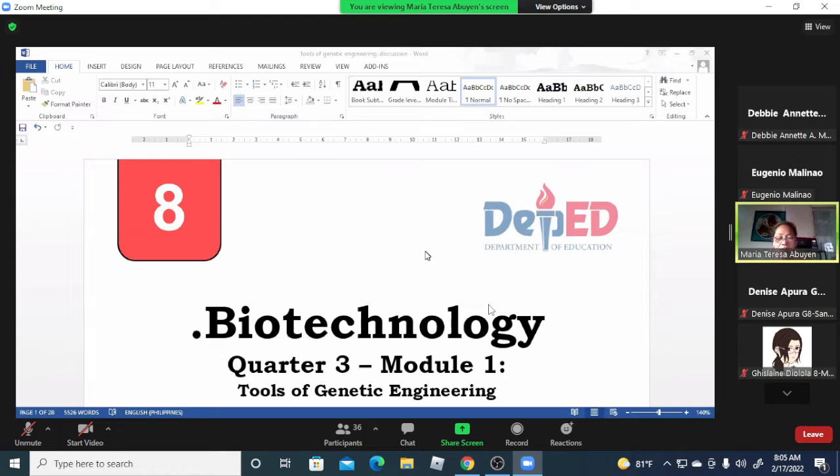Okay, so good morning again. This will be the first lesson for Q3, and the entire Q3 will be focused on genetic engineering, which is actually the thrust in modern biotech. Genetic engineering is actually modern biotechnology. So for Module 1, we'll be discussing the tools of genetic engineering.